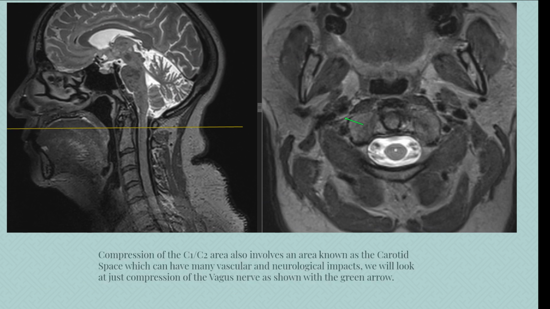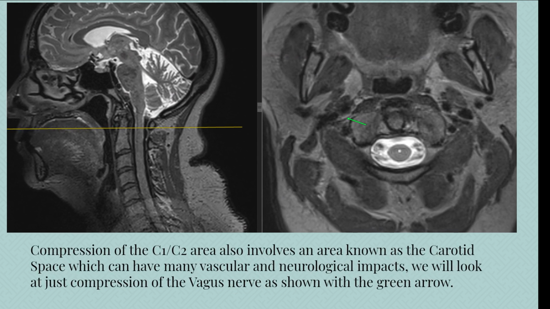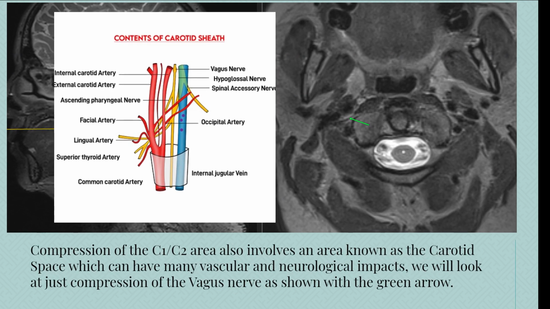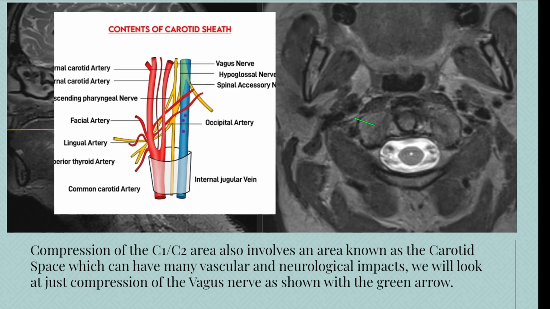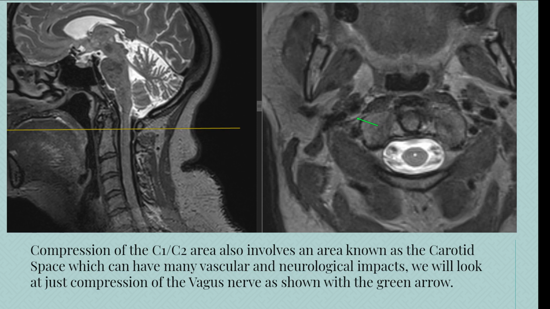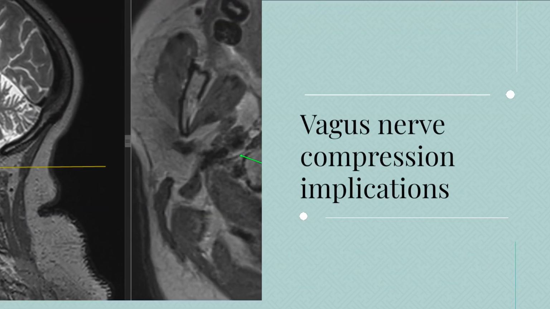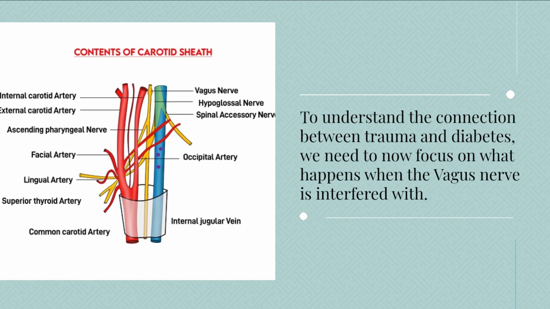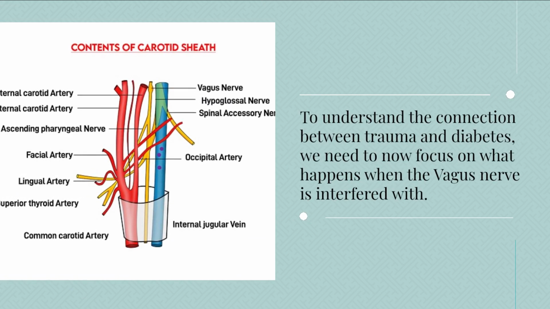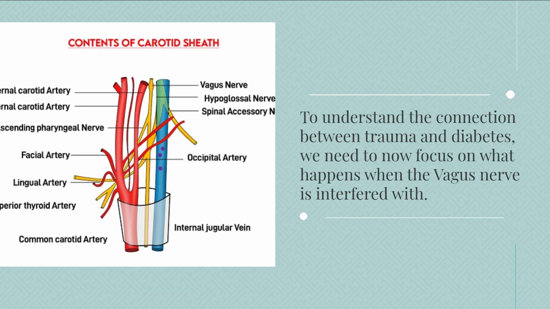Compression of the C1, C2 area also involves an area known as the carotid space, which can have many vascular and neurological impacts. We will look at just compression of the vagus nerve as shown with the green arrow. Vagus nerve compression implications. To understand the connection between trauma and diabetes, we need to now focus on what happens when the vagus nerve is interfered with.